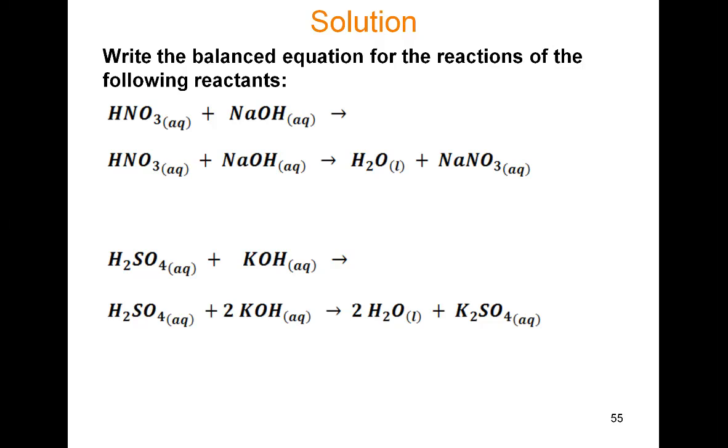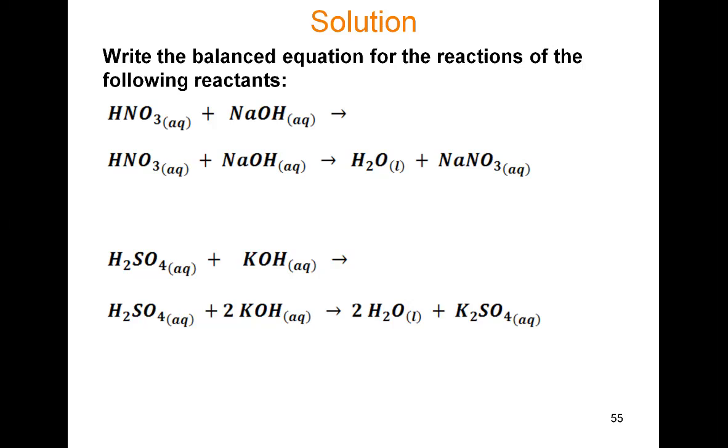And we can see that this is balanced. We have 1 SO4 on the right, 1 SO4 on the left. The sulfate ion, you do not want to dissociate that when balancing. We have 2K, 2 potassium on the left, 2K on the right in the K2SO4 formula.